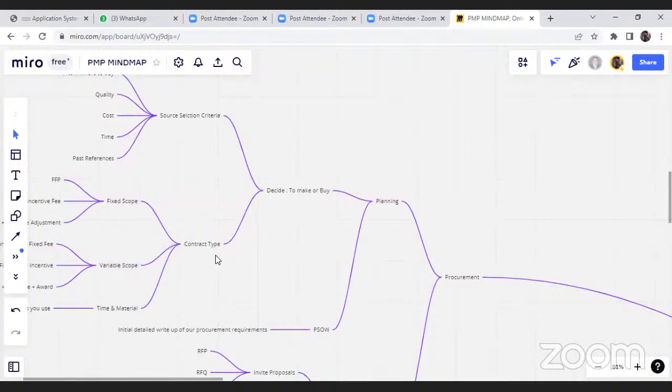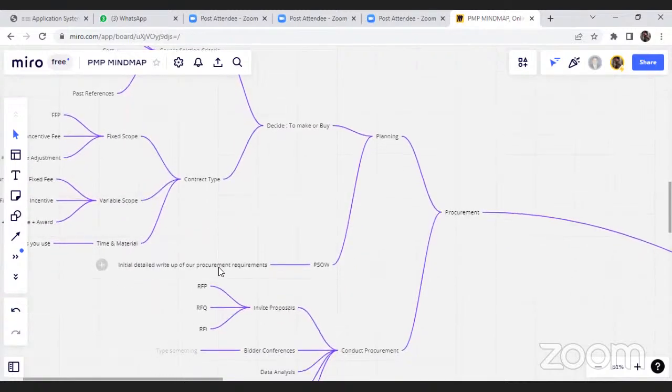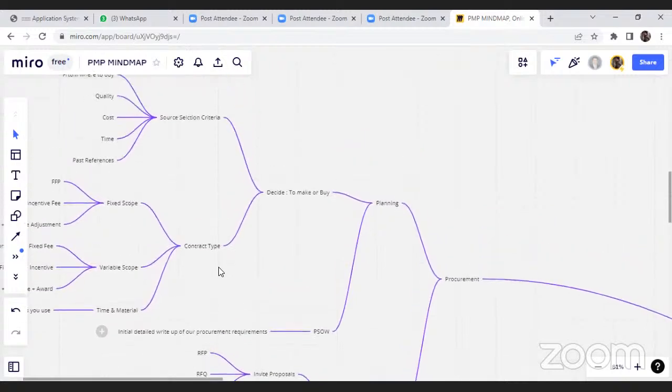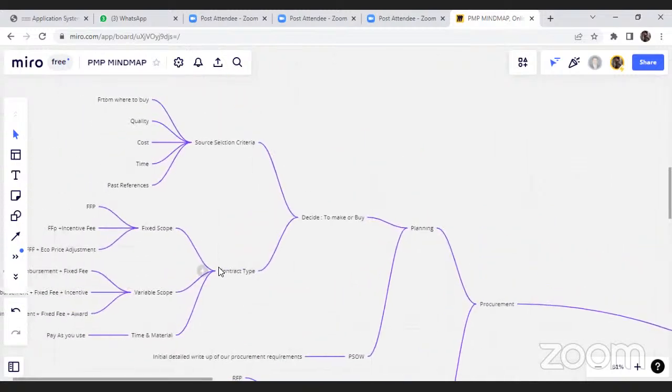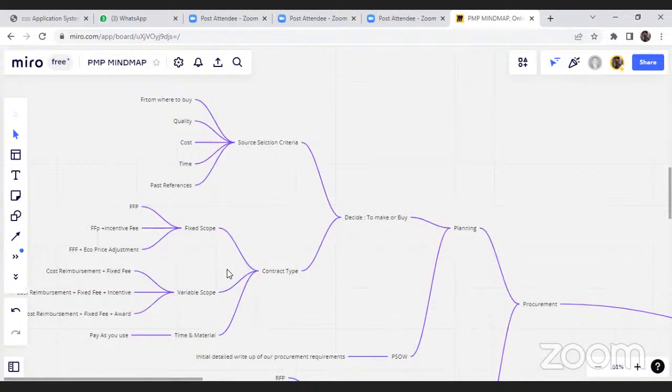For the procurement planning, we first have to decide whether to make or to buy. Then we come to the source selection criteria, where quality, cost, and time affect our decision, either we make or we buy. The tools we need for the source selection criteria include past references. You can have from where to buy and many other things.